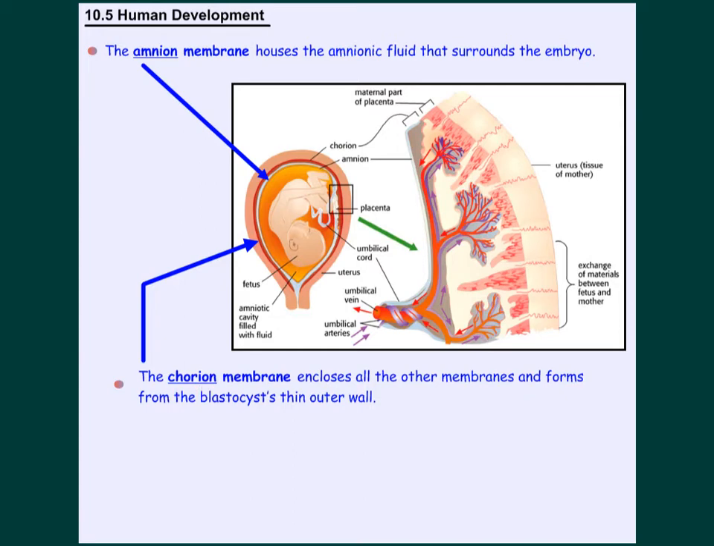The chorion membrane encloses all other membranes and forms from the blastocyst's thin outer wall. So as you can see, that is going to be here in red. So you essentially have two membranes that will enclose around the embryo, and as the embryo develops into a fetus, which we see here, it's going to protect it.